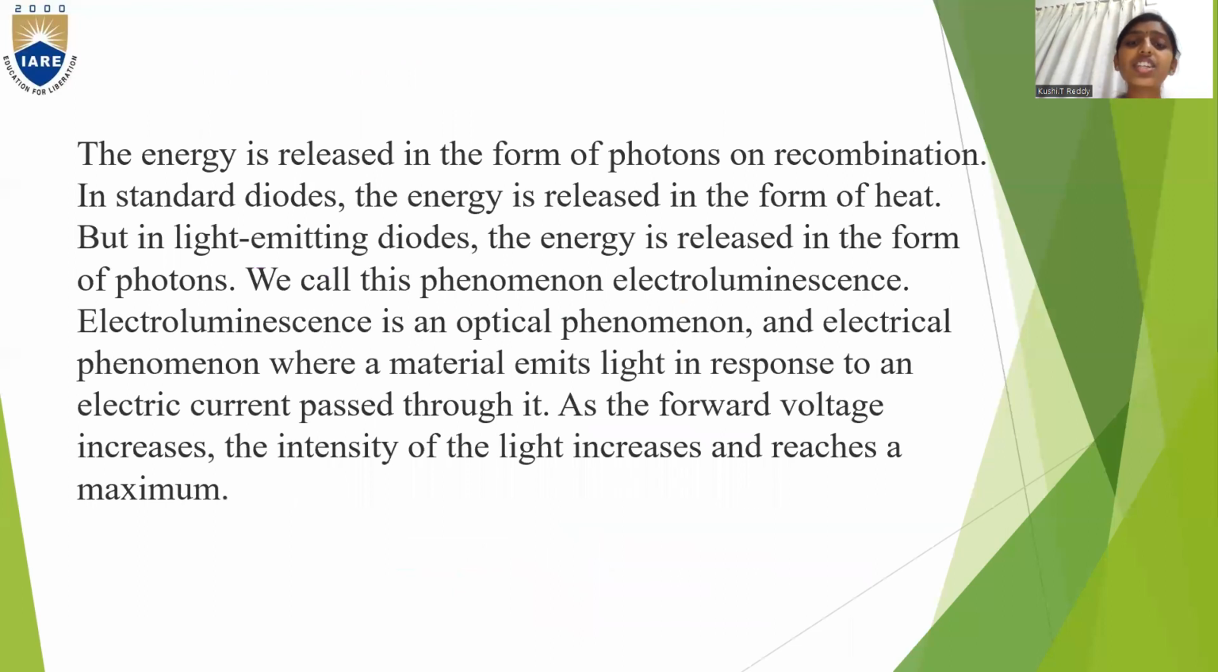The energy is released in the form of photons on recombination. In standard diodes, the energy is released in the form of heat, but in light emitting diodes, the energy is released in the form of photons. We call this phenomenon electroluminescence. Electroluminescence is an optical and electrical phenomenon where a material emits light in response to an electrical current passed through it. As the forward voltage increases, the intensity of the light increases and reaches the maximum.